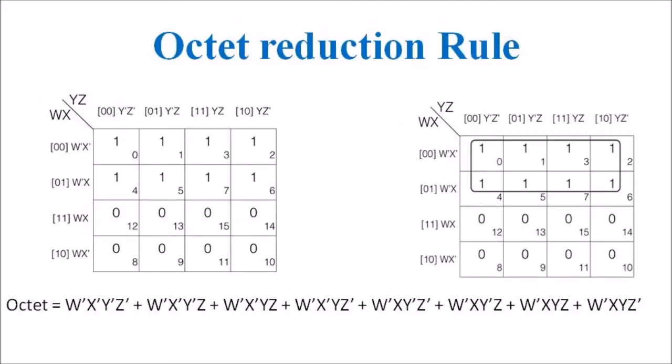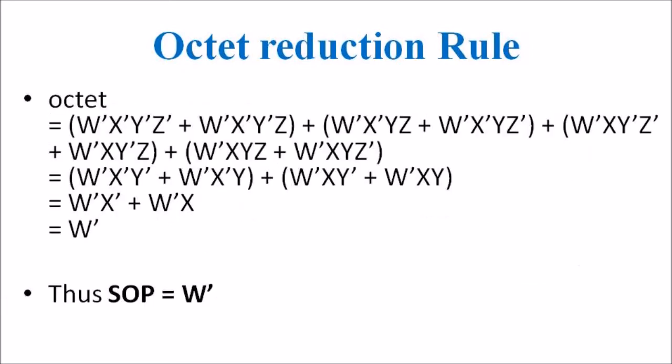Next, we should consider the octet reduction. Here also, the point to be remembered is we should select the octet and we should remove all the changing values, and the final SOP will be the variable which is not changing. Here in this octet, we can see that the value W' is not changing and the rest of all the values are changing.